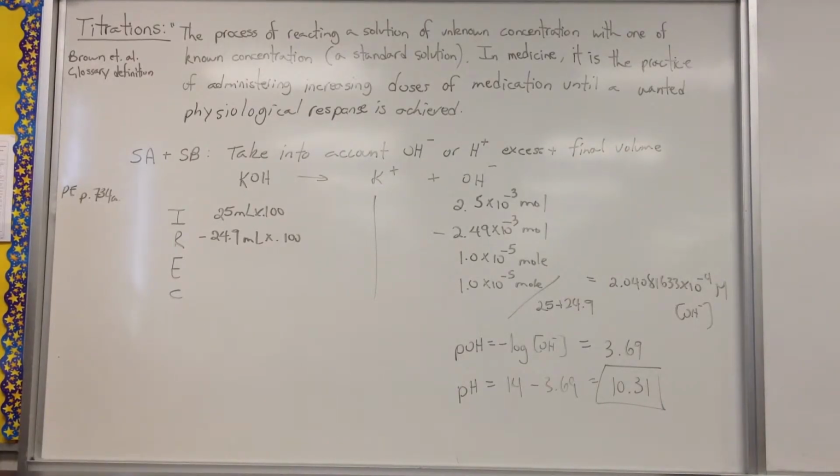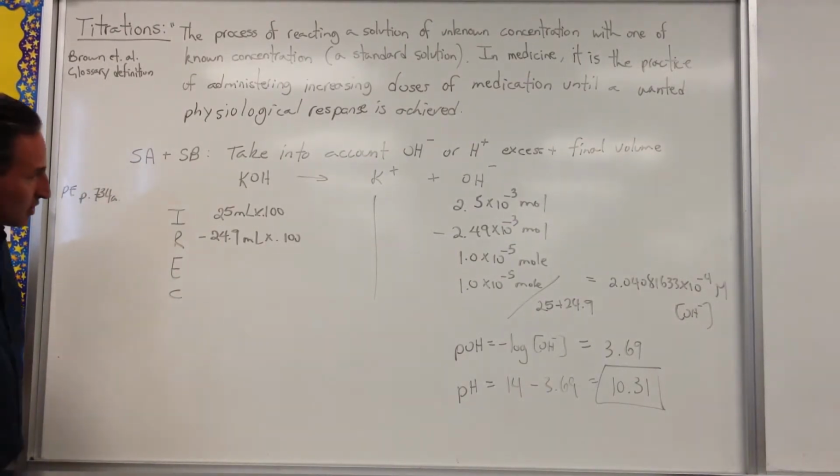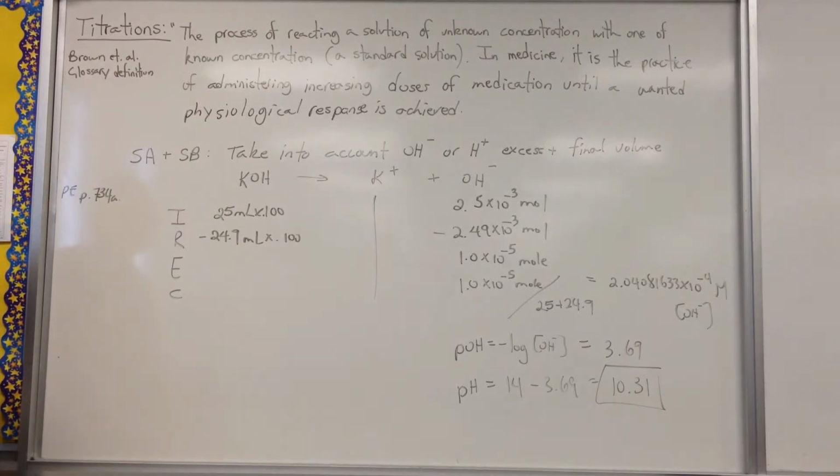Right, today we're also going to mention titrations. Titration is the process of reacting a solution of unknown concentration with one of known concentration, which is known as a standard solution. We could extend the definition to say that in medicine it is the practice of administering increasing doses of a medication until a wanted physiological response is achieved. So for example, if you're suffering from pain, they'll titrate you with pain medication until the pain is controlled. So the definition of titration in a strict chemical sense is to use a standard solution and then to titrate it with an unknown reagent to find out what the concentration of the unknown reagent is.